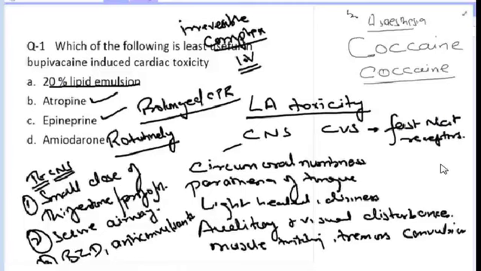So which of the following is the least useful in bupivacaine induced cardiotoxicity? The answer is D. Amiodarone should not be used routinely along with lignocaine. Both of them are only indicated if there is certain indication for them.